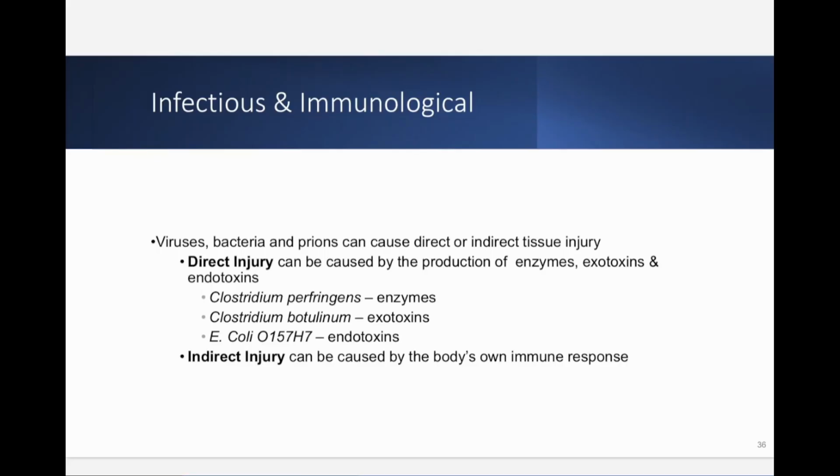Infectious and immunological causes for cell injury. Viruses, bacteria, prions, all can cause direct or indirect injury to your tissue. Direct injury is usually from endotoxins, enzymes, exotoxins. You're going to learn about the different bugs that can cause a lot of problems in microbiology this fall. You don't need to know all this for now. We'll get to this in a lot more detail when we get to the GI. Talk about diarrhea and stuff.